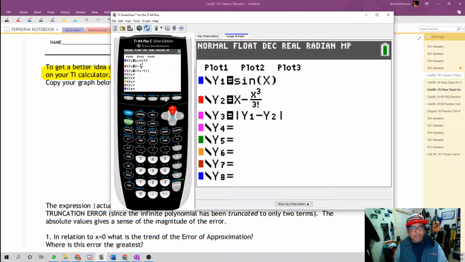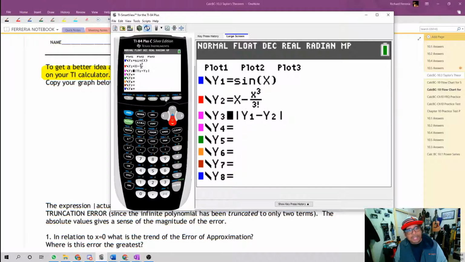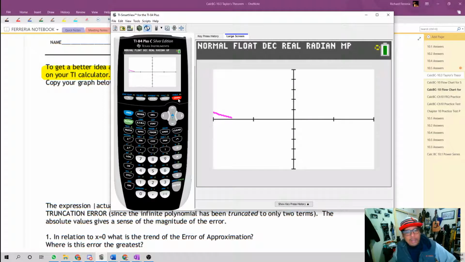So if you don't know how to turn off your graph, you can just hover on the equal sign, push enter while you're on there, and you'll notice that the equal signs are no longer highlighted. So this says to me that the only thing we're going to graph is y3. I'm going to push the graph function to take a look, and there's that graph.